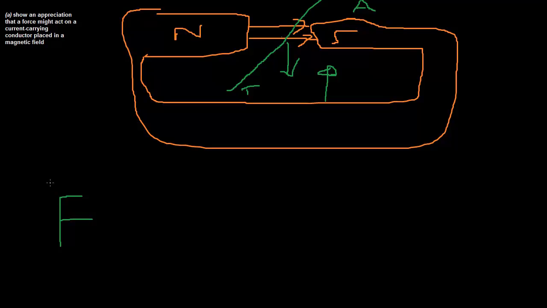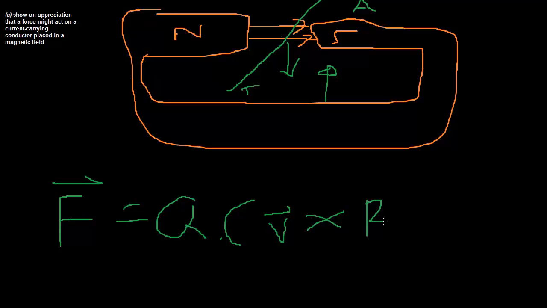The force, which is a vector, is equal to the charge, which is a scalar quantity, times the velocity of the charged particles, which is also a vector, cross product. This isn't times, this is cross product, with a magnetic field, which is magnetic field density, which is also a cross product.